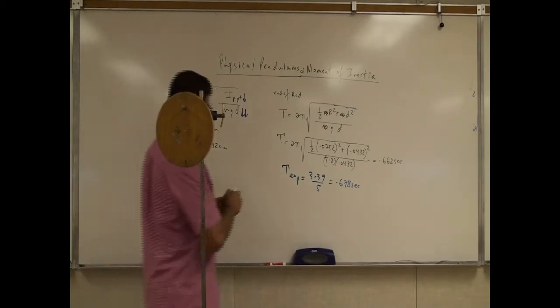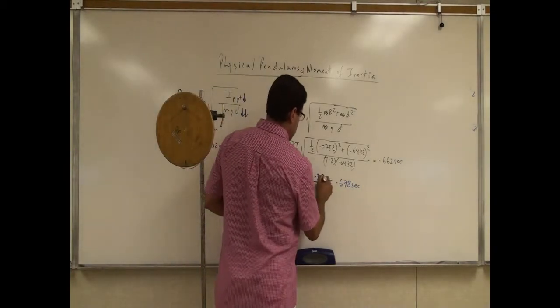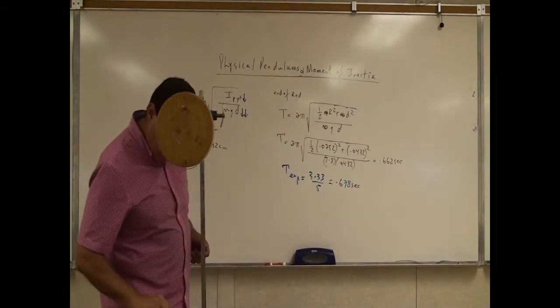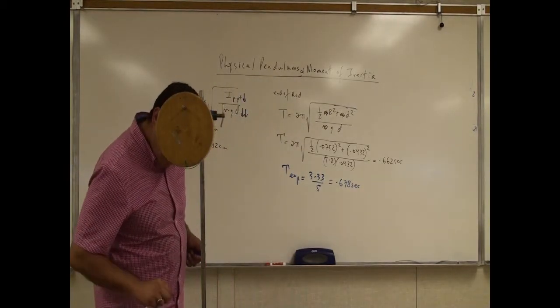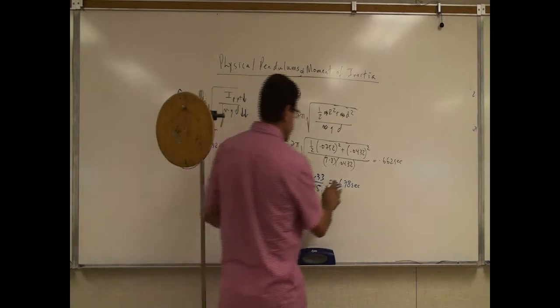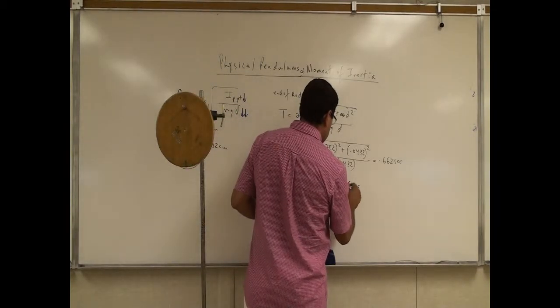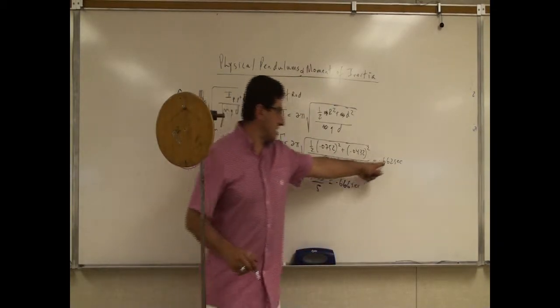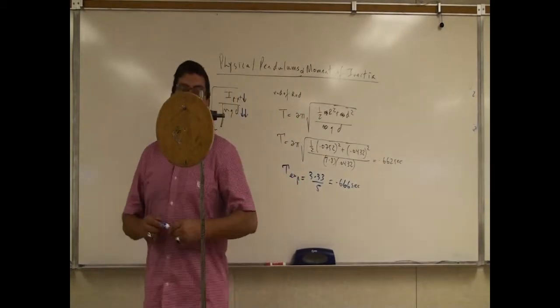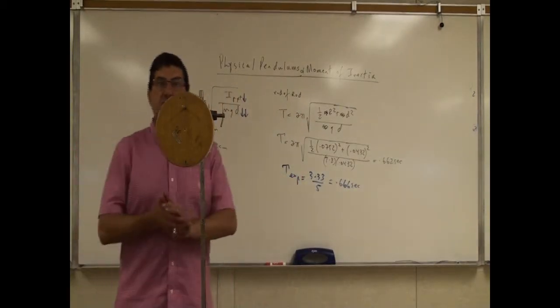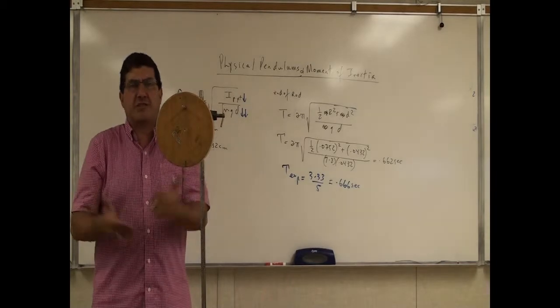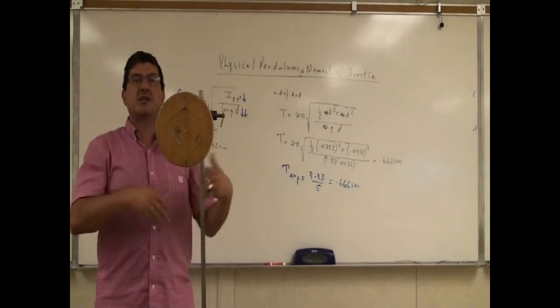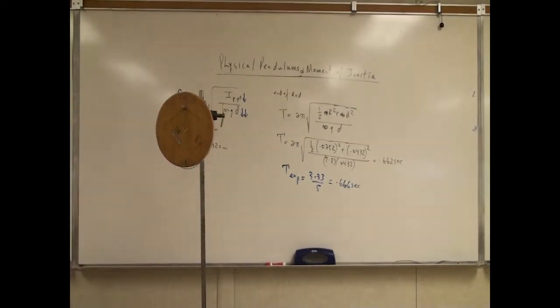Okay, so 3.33. Then if I divide that, 0.666. Okay, that's pretty close, right? 0.666, 0.662. So very, very close to the result that I would expect. So all of these theories about moments of inertia, shifts, torques, they are all working out to be true, right?